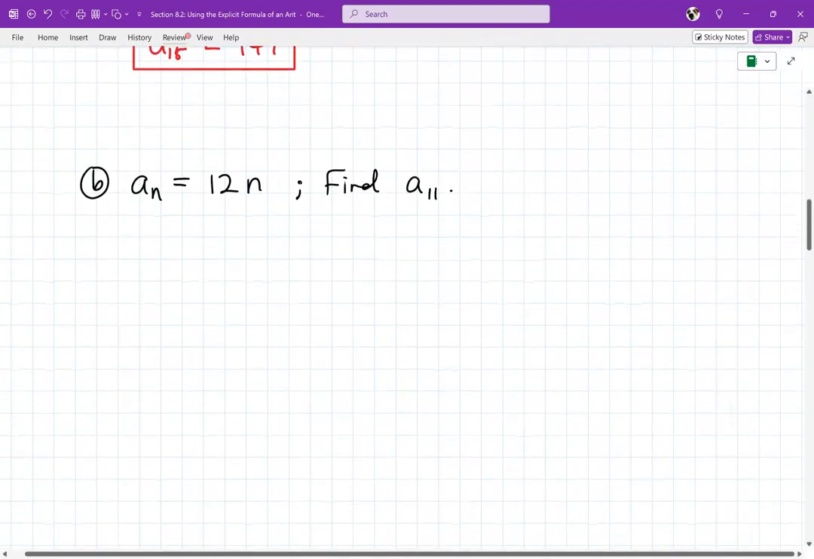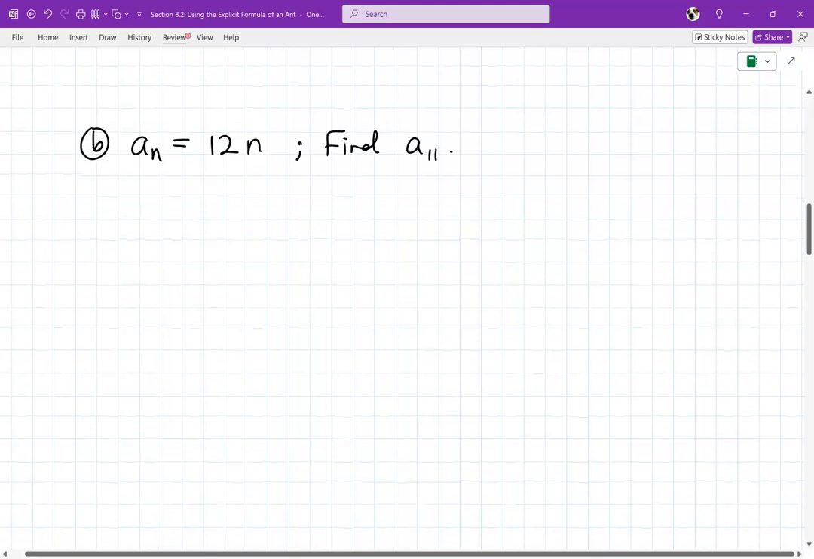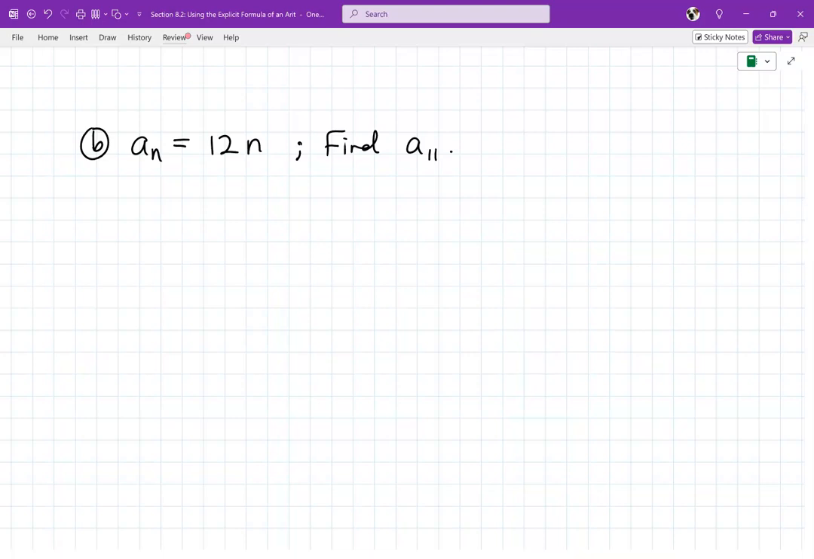So let's do another one. a sub n is equal to 12n. That's my explicit formula. Find a sub 11.